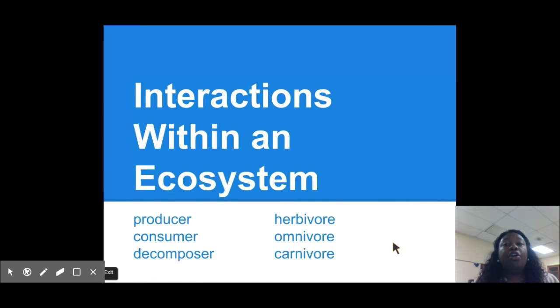All right, so our next concept within the ecosystems is interactions within an ecosystem. So we have the producer, the consumer, the decomposer, the herbivore, omnivore, and carnivore. And I know you've heard all these terms before in elementary school, and we briefly talked about them in sixth grade. But we're going to go into a deeper part of it and what they actually do for our ecosystem.